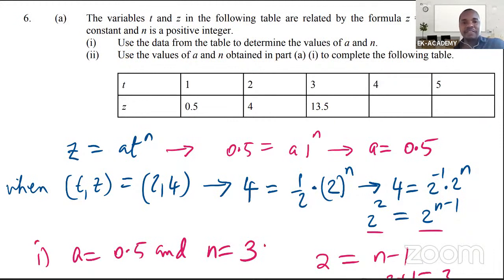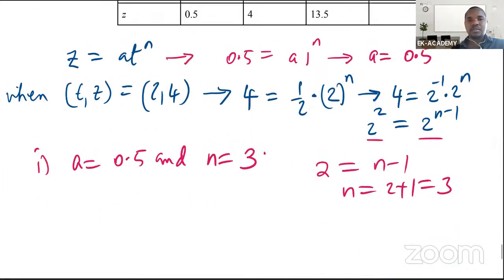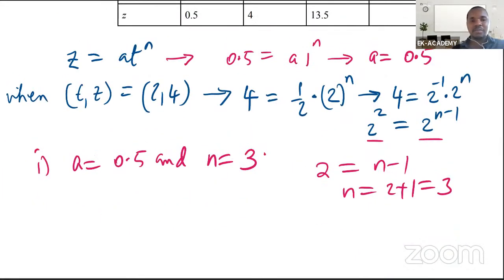Part 2, use the value of A and N obtained in part 2 here to complete the table. We're supposed now to complete the table. Now the equation becomes Z equals A, which is 0.5, times T power 3. Now this is our equation.